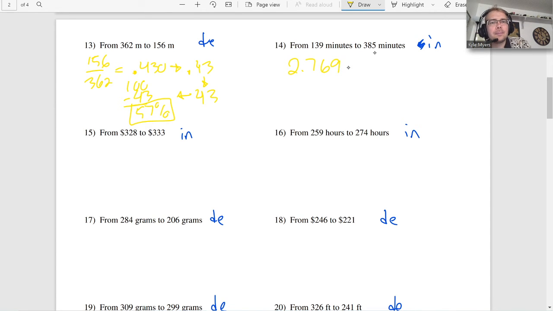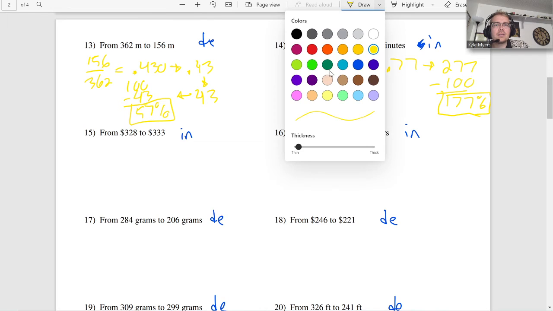All right, 385 divided by 139, and I get 2.769. That would round to what? 2.77, which then turns into 277. And then I subtract by 100, and I get 177. Oh, don't forget the percent sign. There we go.